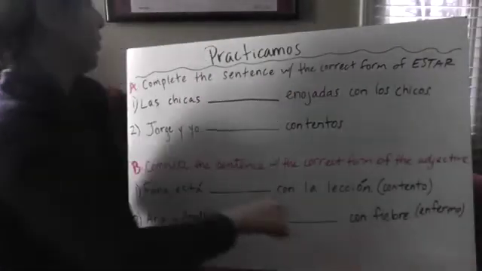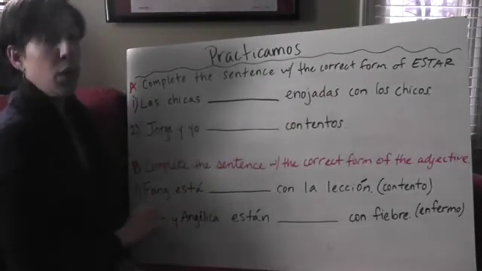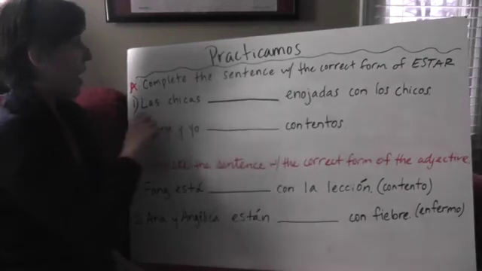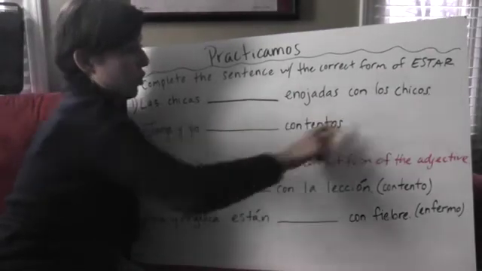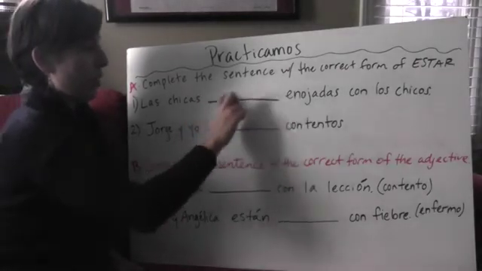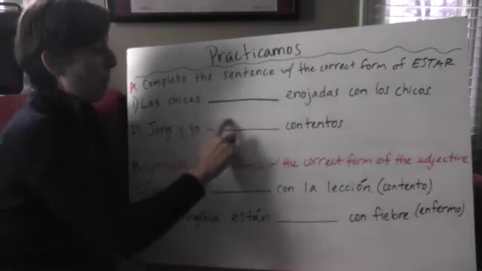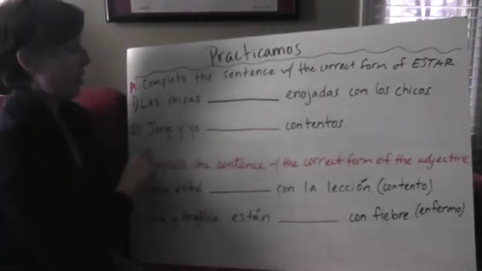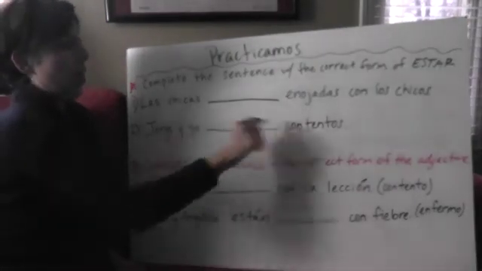Now, practicamos. A, complete the sentence with the correct form of estar. So go back in your notes, look at your 6 boxes of estar, and complete the sentence. Las chicas enojadas con los chicos. So you're going to put estar here in the blank so that it matches las chicas. And Jorge y yo contentos. So what form of estar would complete the sentence to say that Jorge y yo are contentos? So Jorge and I are happy.